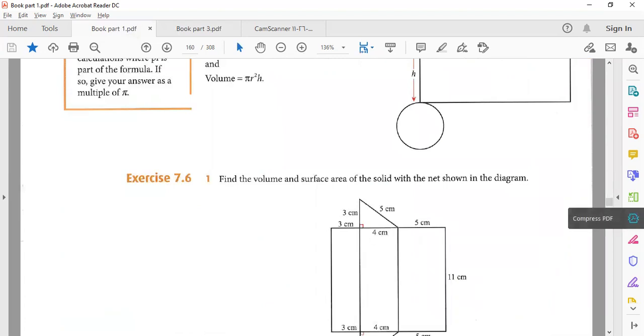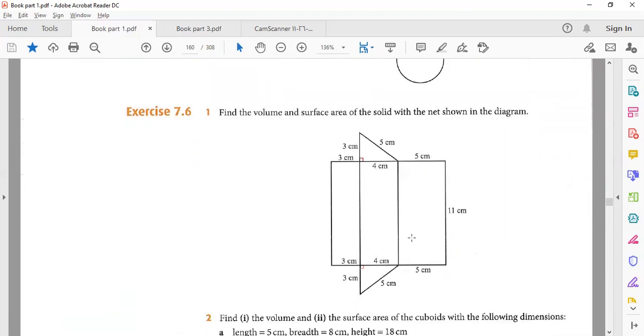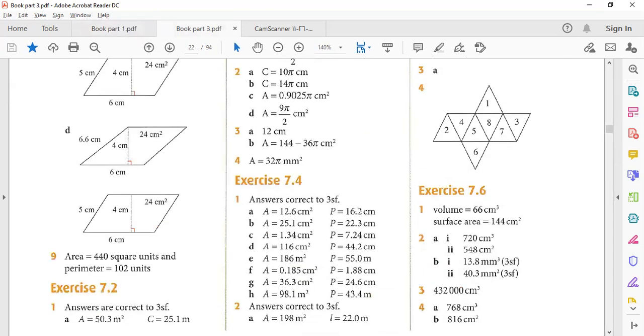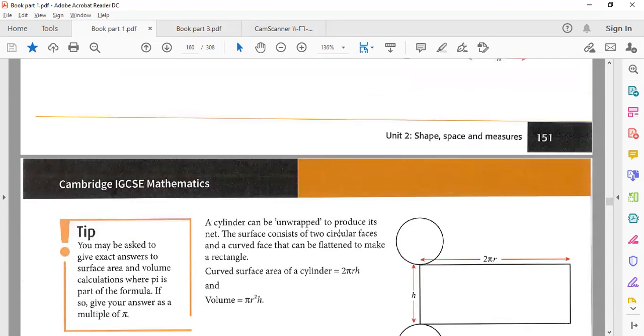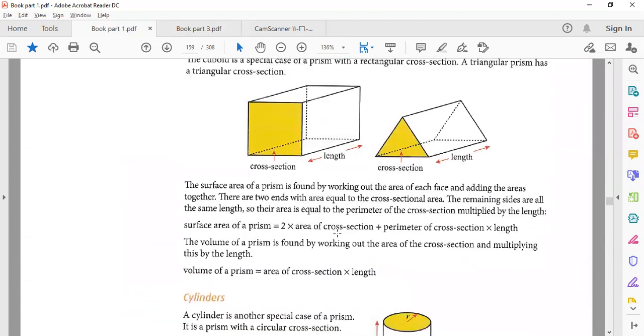Like first of all, find the volume and the surface area of a cube. So let's talk about the volume. You can see here 7.6, the volume is 66. How do we find it? We are using the formula. Once we close this, it will be a prism. So it's a triangular prism, as I told you before. I'm talking about this one. For a triangular prism, you need to multiply all these sides.